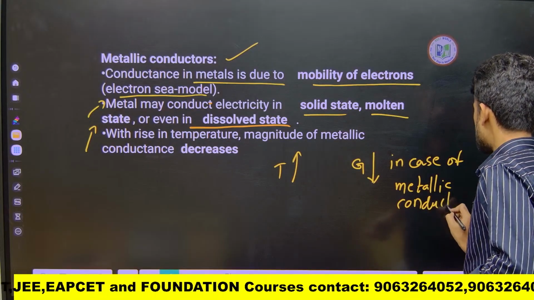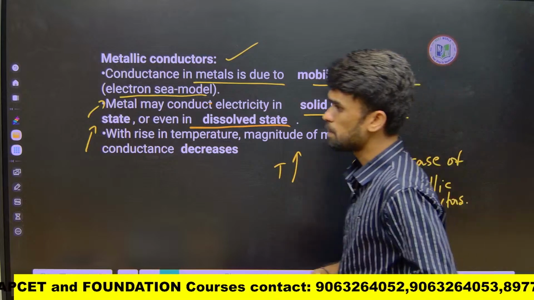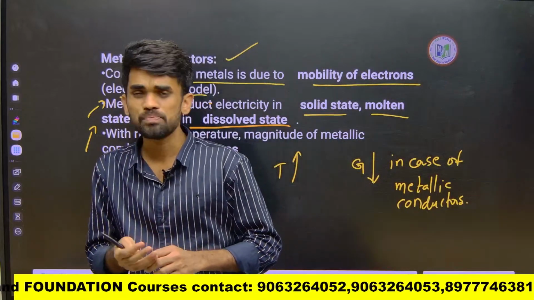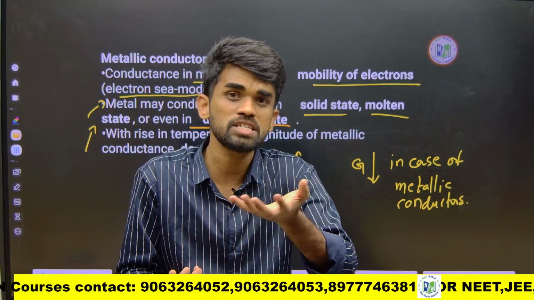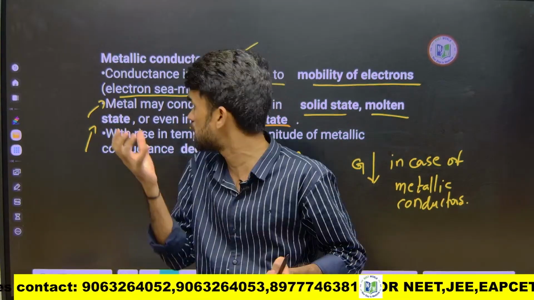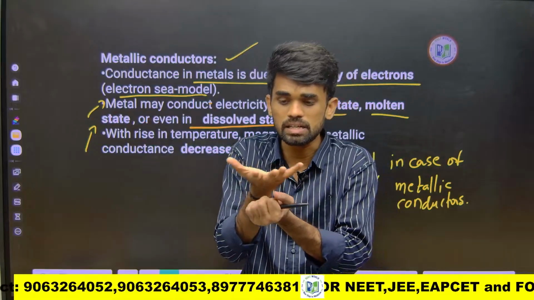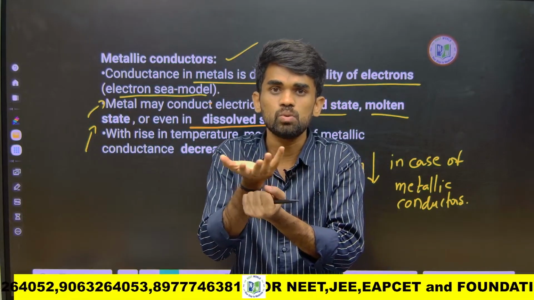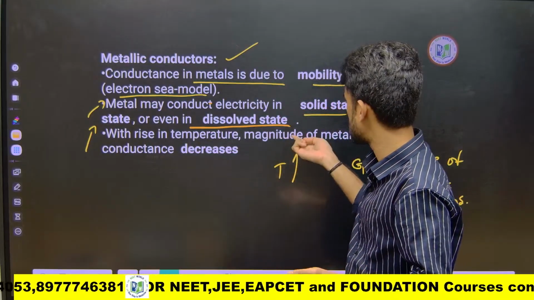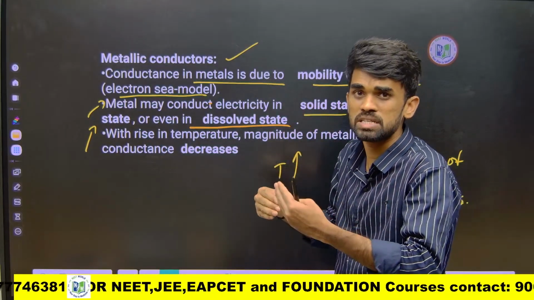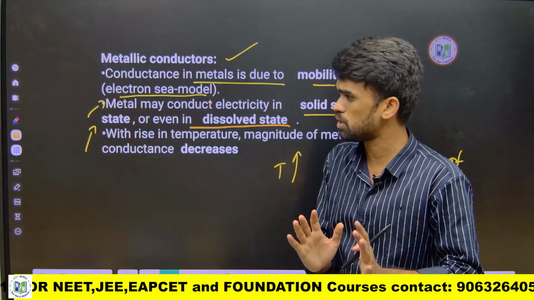So why does it decrease? Because of the increase in temperature, what happens? Vibrations take place in the kernels of this metal, so the kernels will keep on vibrating. Due to this, the conductance decreases as we increase temperature. Due to the increase in vibration, their conductance decreases. This is what you can remember.